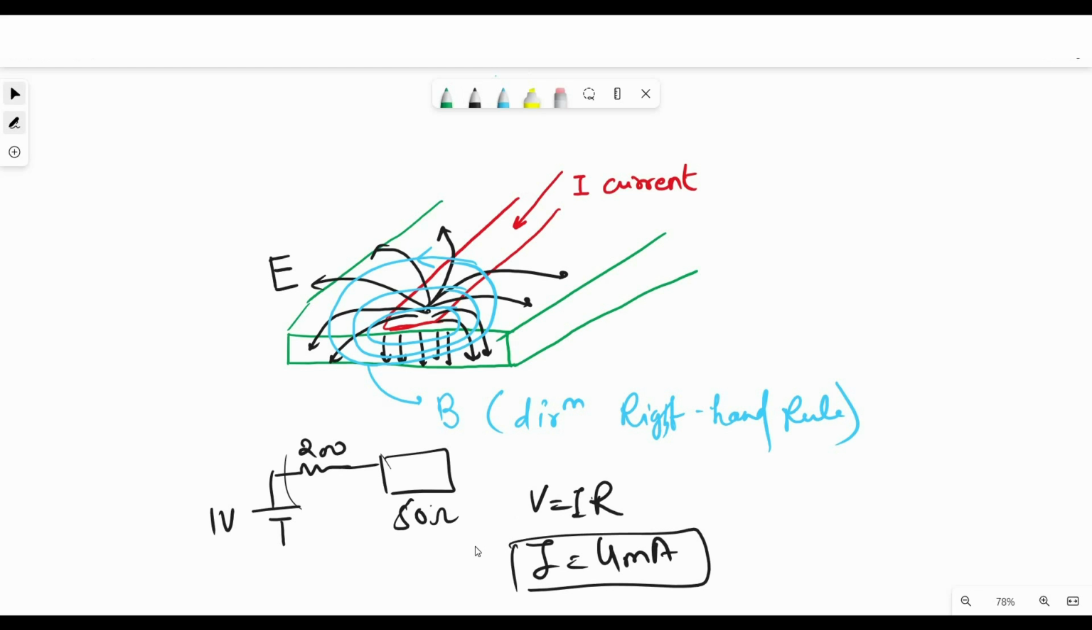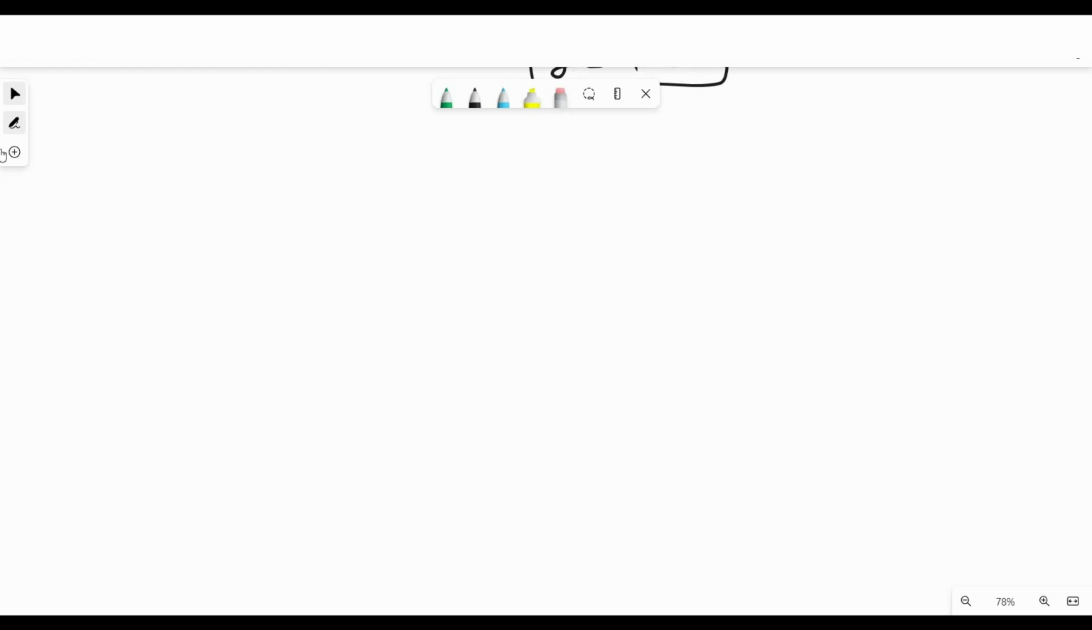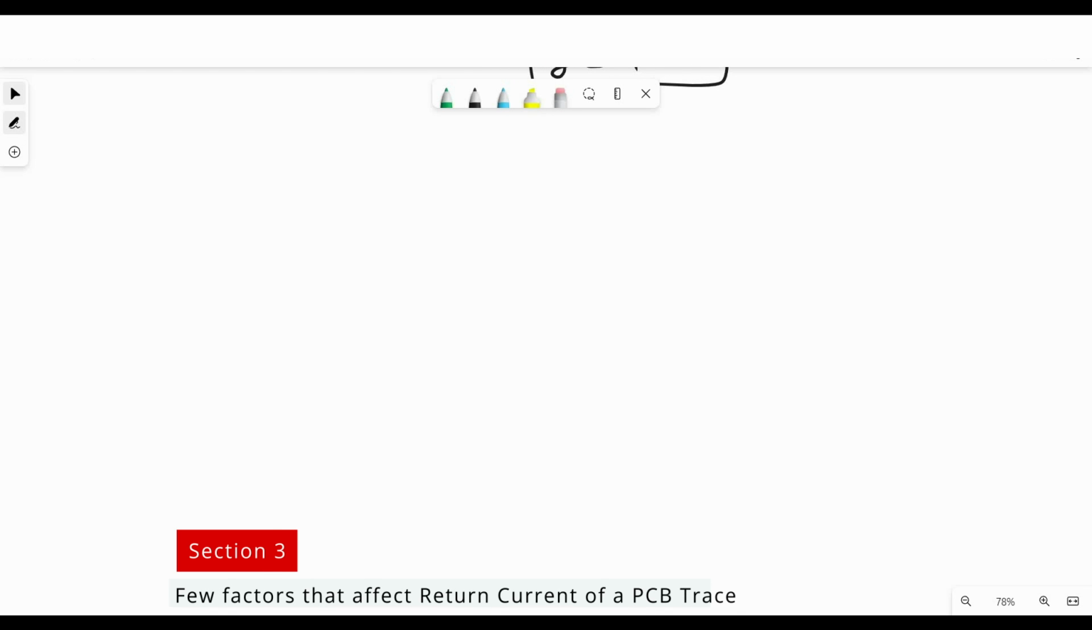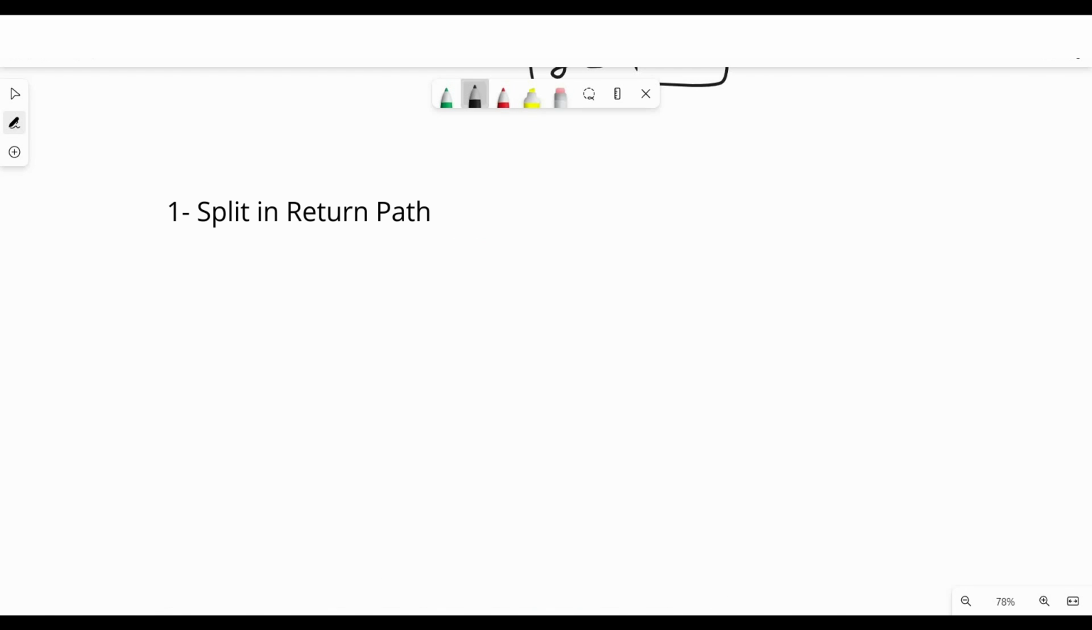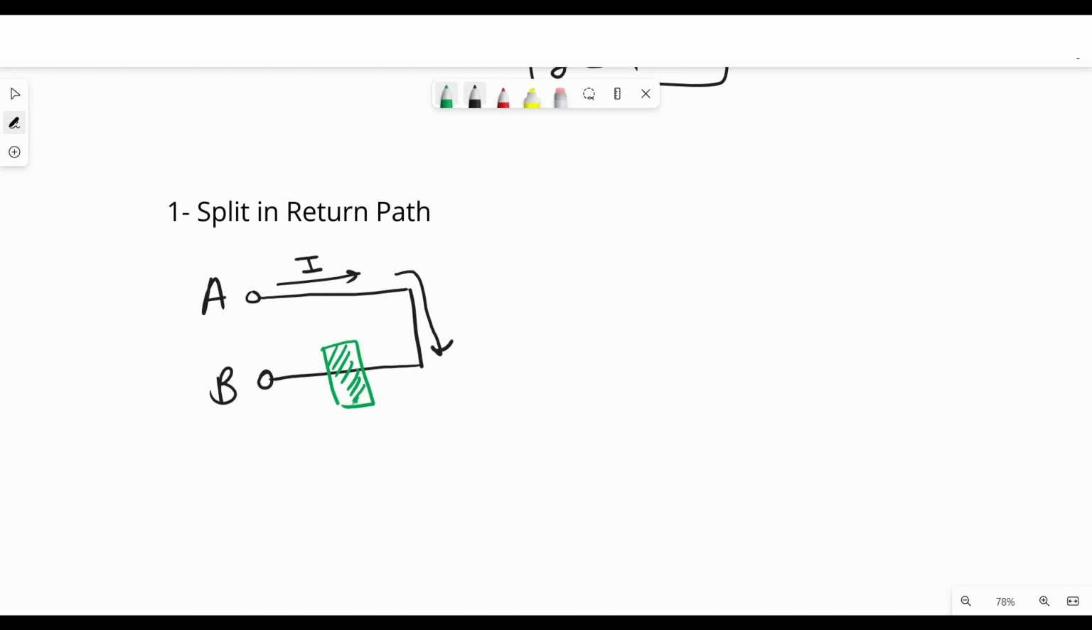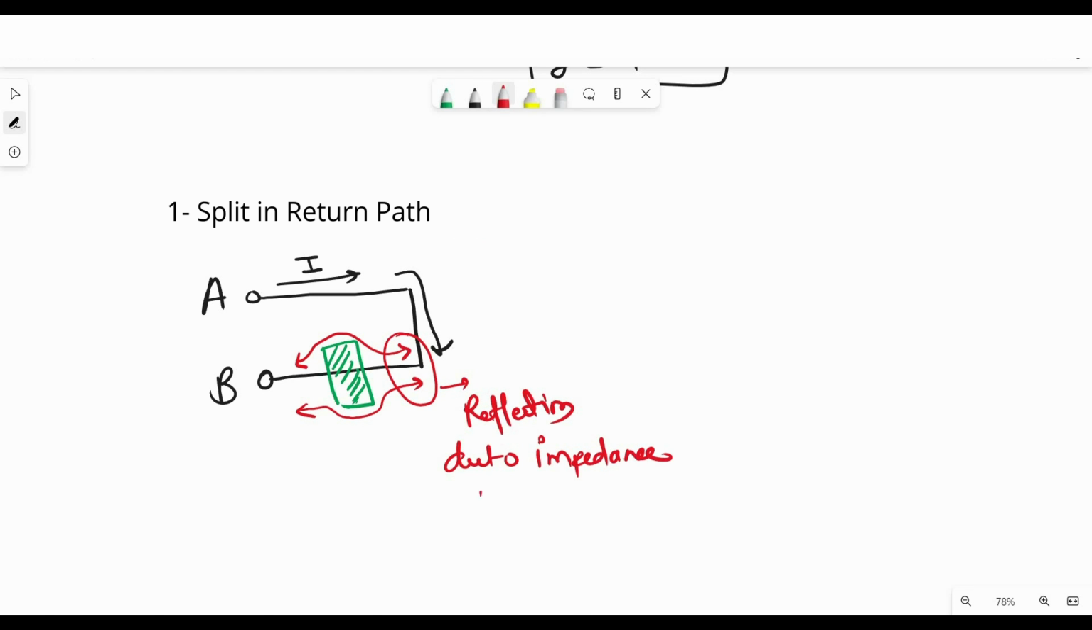Now let's see what are the factors that add discontinuity on the return path. As a designer, what are the precautions we should take? First one is split in return path. So in this example, you can see the return current is flowing from point A to point B, and due to plane cutout, there will be reflection.